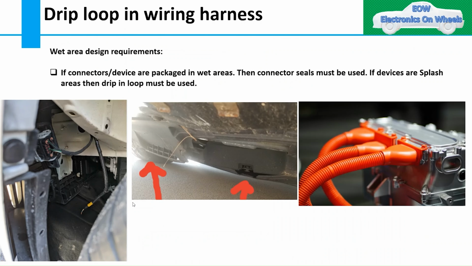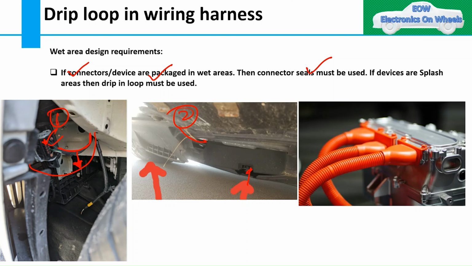We will understand. First, we will see if the connector or device is packaged in the wet area. This is under the chassis. This is the area. These are the two examples. First is this, second is this. If this is your connector and this is your routing, still I would say the routing is not perfect, but we have given some slack right here, and if some water comes, it can go down on the ground. So first thing, if the connector or device is packaged in the wet area, then it should be shielded.